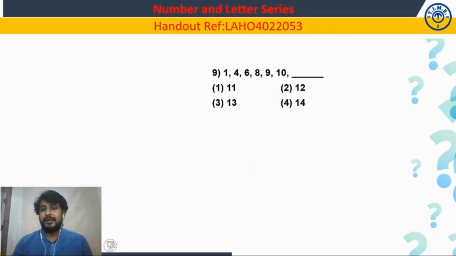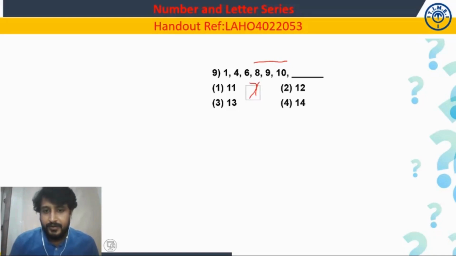1, 4, 6, 8, 9, 10. Can you recognize these numbers? 1, 4, 6, 8, 9, 10. Here you can observe one pattern. 8, 9, 10 are taken consecutively. Between 6 and 8, which is missing?